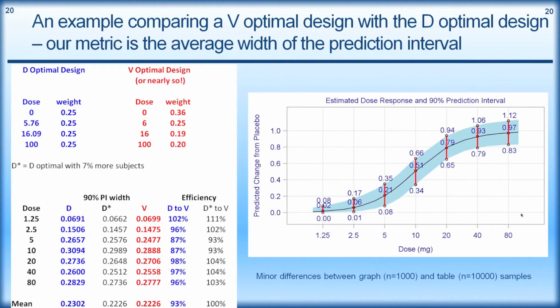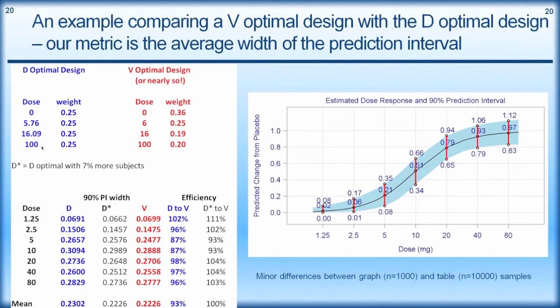As an example, we'll give a quick introduction to V-optimality. It's a little bit harder to work with, but I can show you how it can affect the design. For this model that we were looking at before, we have the D-optimal design, so we had doses of 0, 5.76, 16.09 and 100.